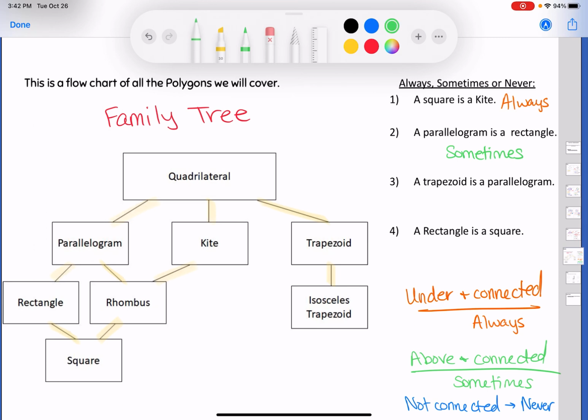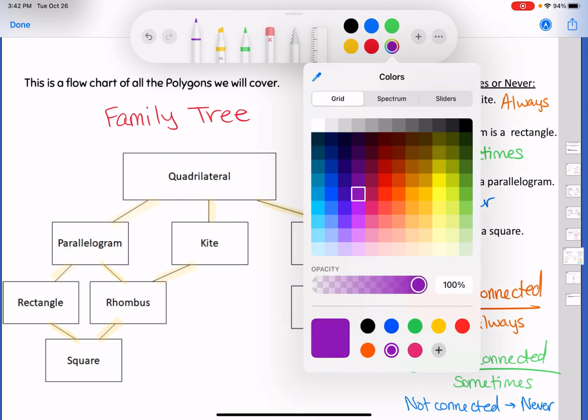Let's see. The next one said a trapezoid is a parallelogram. Those ones are not connected at all. I mean, they're both quadrilaterals, but that's it. Their branches don't connect, so this is a never. Hopefully you're getting the idea of how to do that, right? So the last one then, see if you can do it.